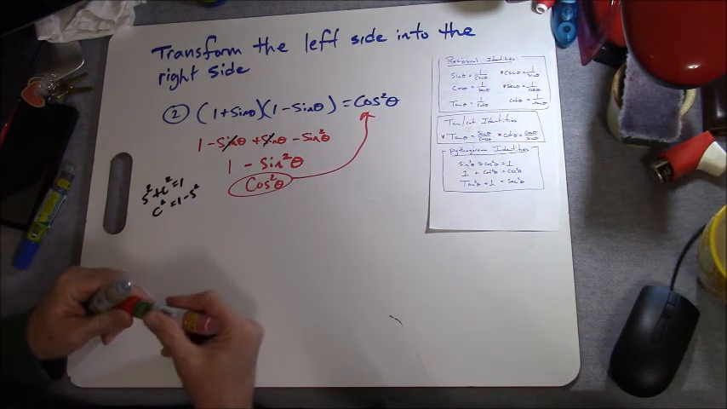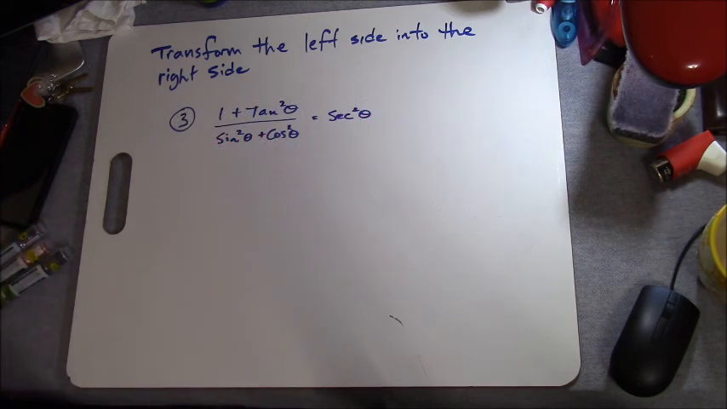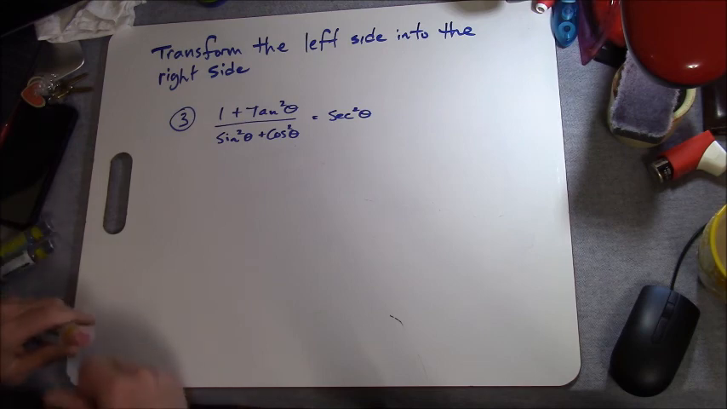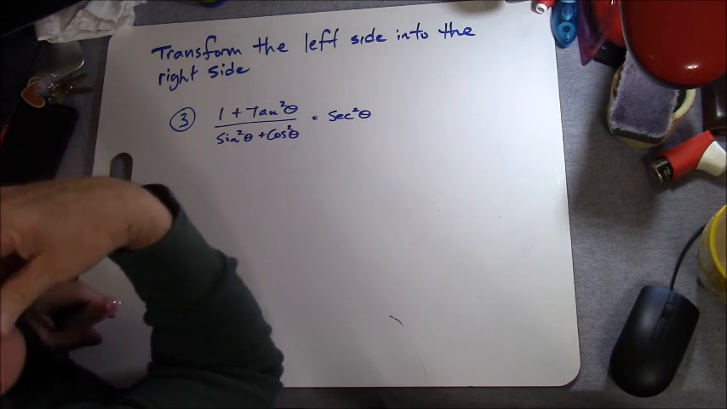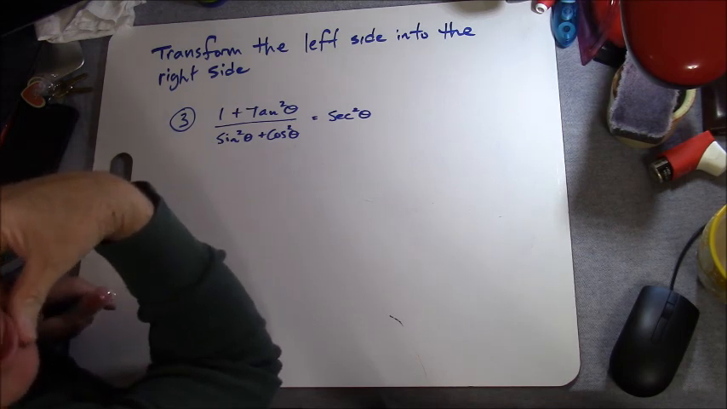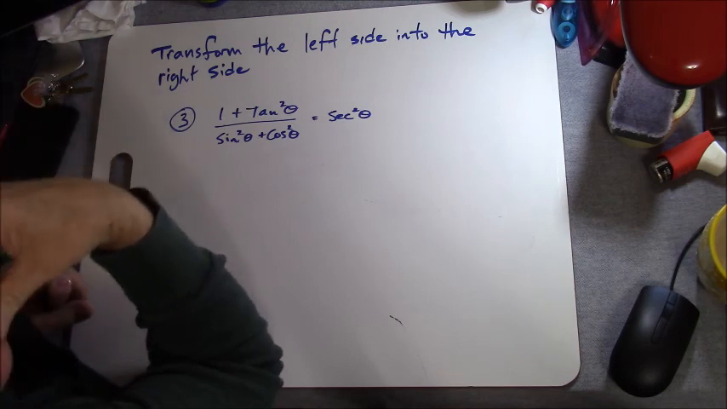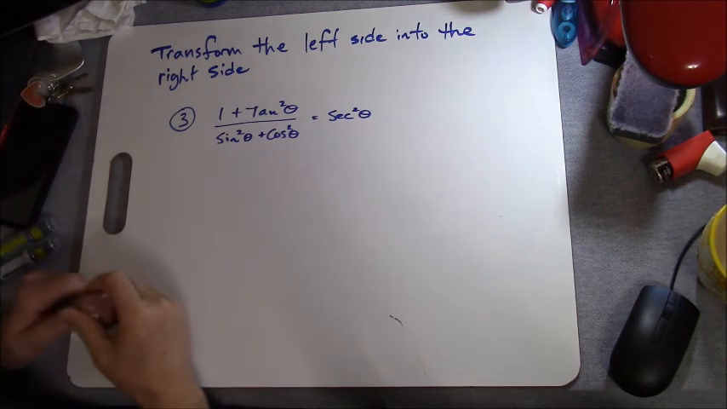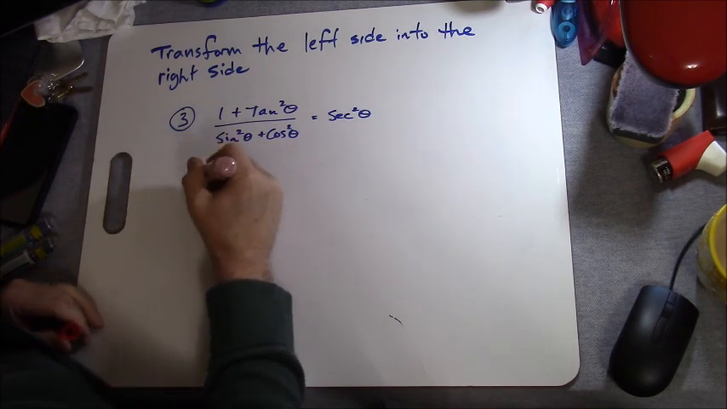All right, let me give you guys one to try. All right, you guys go ahead and try this one. So here's a good example of where maybe it's not best to change everything to sines and cosines, but at the same time, there's nothing wrong with doing that. We just need to pick something and try it. So let's just say somebody did that. They changed everything to sines and cosines.